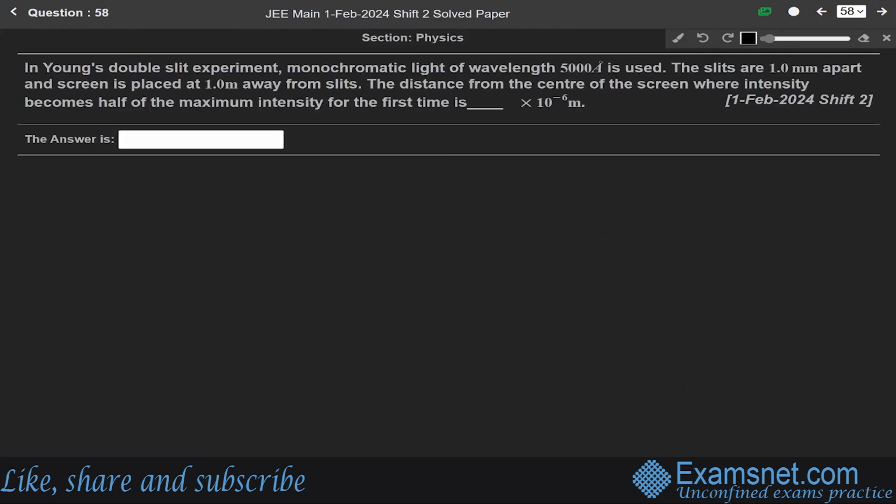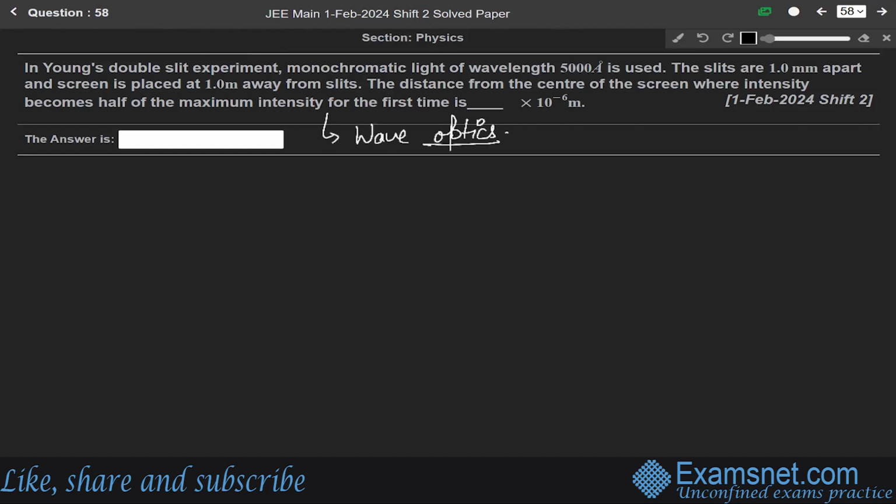Now next question 58. In Young's double slit experiment, monochromatic light of wavelength 5000 angstrom is used. The slits are 1.0 millimeter apart and a screen is placed at 1 meter away from the slits. Find the distance from the center of the screen where intensity becomes half the maximum intensity. So this question is from the chapter of wave optics. Let us first understand this question by a figure.